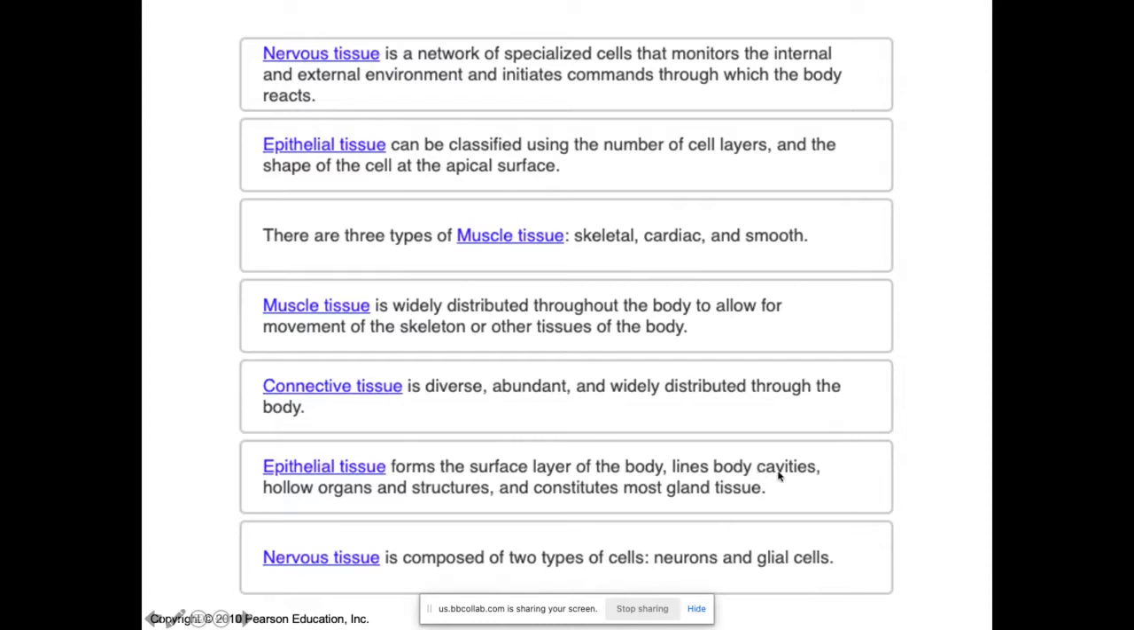Which one lines the body cavities, the organs, and constitutes most of the gland tissue? That's epithelium, including the mammary gland and the sweat gland, right? That's all epithelium. And then, which is composed of the neuron and the glial cells? I referred to them earlier as neuroglial cells. Neuroglial means nerve glue. It holds the neurons together. That's neural tissue.